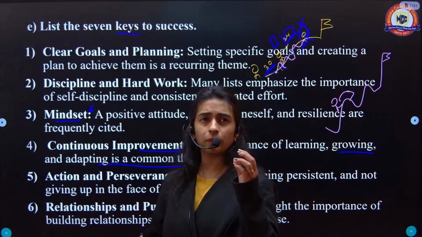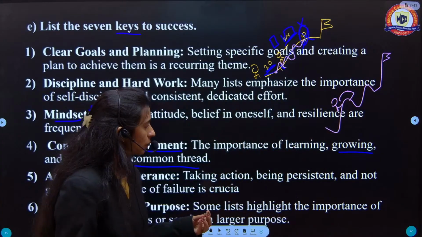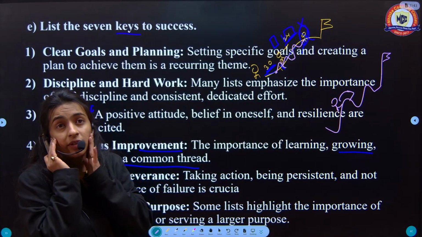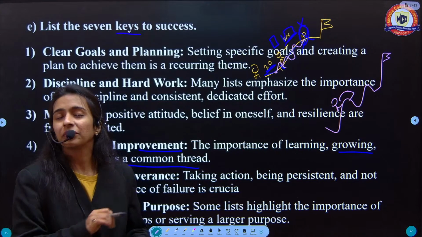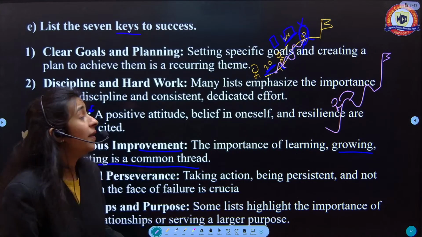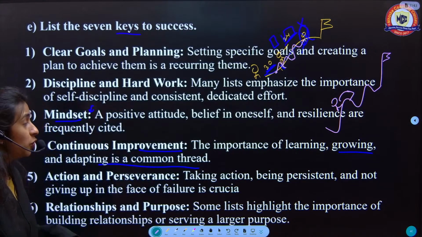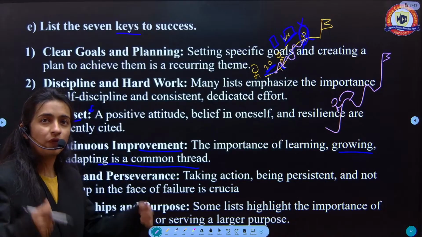Even if there is one challenge, are you going to stop? Oh, this is really hard, I'm not going to do it. No, you're not going to stop, because you are persistent. You know how to face challenges.